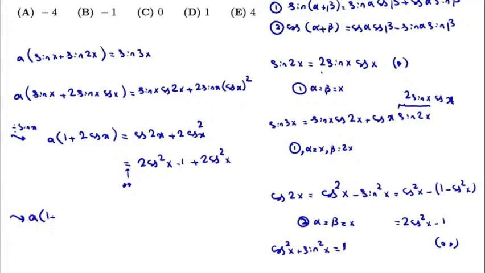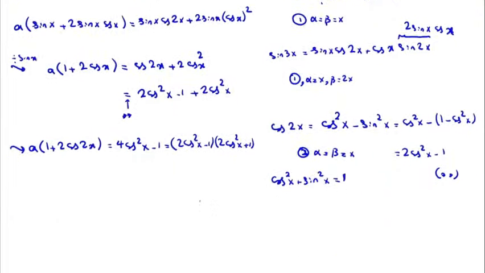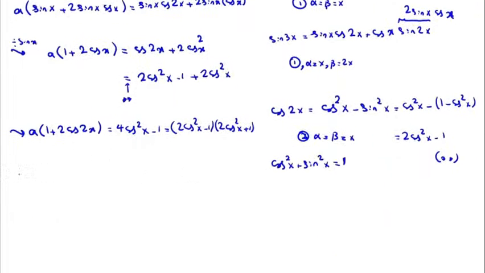So we can conclude a times (1 plus 2 cos x) equals 2 cos squared x plus 2 cos squared x, which is 4 cos squared x minus 1. And we can factorize this. It will be (2 cos x minus 1)(2 cos x plus 1). Now, if we divide both sides by 1 plus 2 cos x, we should consider the case. Case 1, if 1 plus 2 cos x equal to 0. It is 1 plus 2 cos x, not cos 2x.